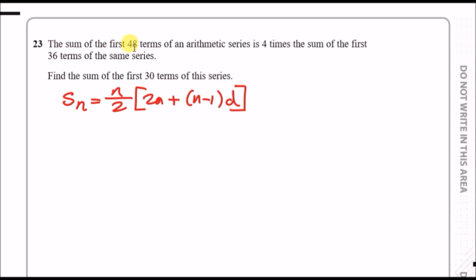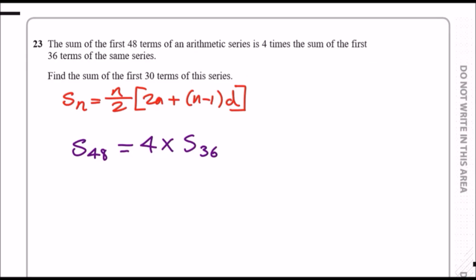So we've got the sum of the first 48 terms of an arithmetic series is 4 times the sum of the first 36 of the same series. So what that's saying is that the sum of 48, when n is 48, is equal to 4 times the value of the sum of the first 36, which makes sense, I suppose, for whatever reason. Now it wants us, with this equation, to find the sum of the first 30 terms of this series.